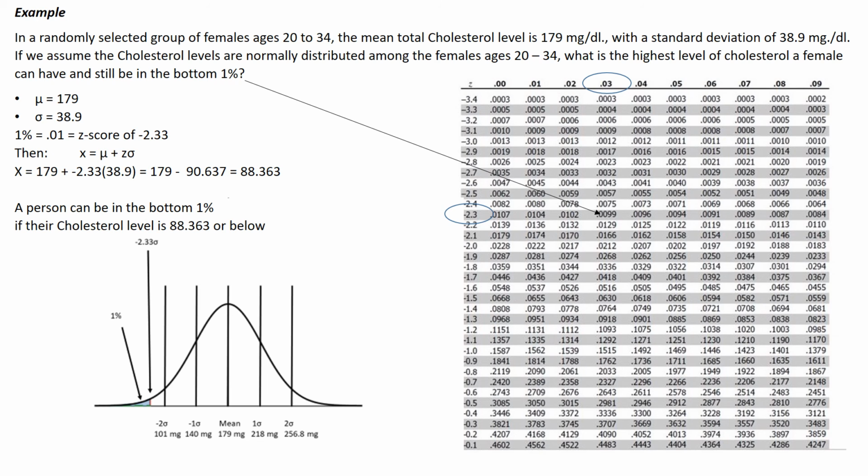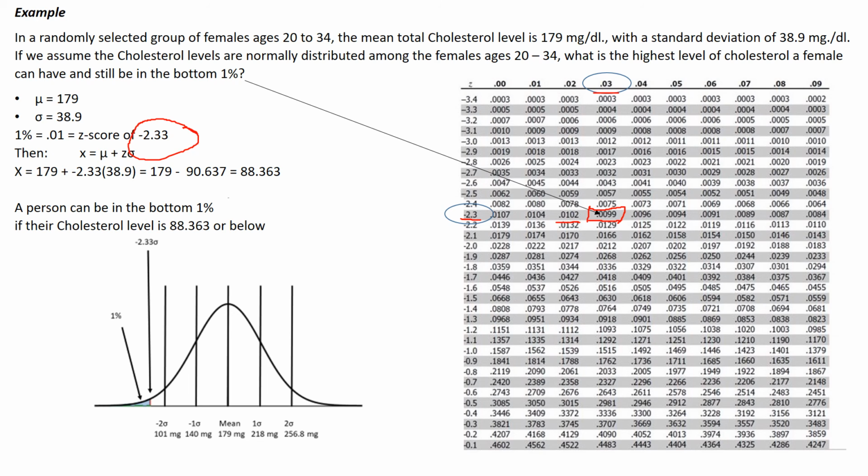We've got an average here, a mean of 179. Our deviation is 38.9. And 1% is less than 50%. So I'm going to look for 0.0100, whatever is closest to it. And the closest number here is 0.0099. That's only one 10,000th off of 1%. This is 2 1,000ths off. So we're going to choose this one, 0.0099, which is negative 2.33 standard deviations, which is what I got here, 1%.